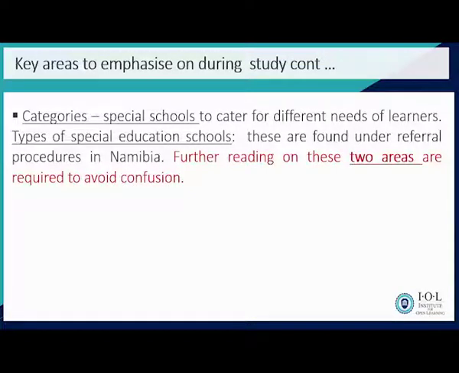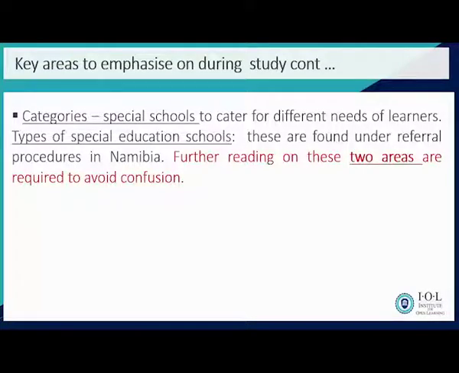The types of special educational schools are found under referral procedures in Namibia. We have schools that are catering for different needs. For example, needs for learners who are slow in learning. Then we have learners who are visually impaired. We have learners who are intellectually impaired.